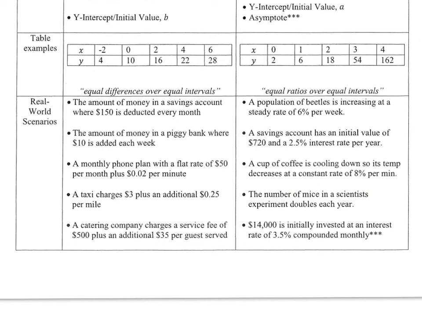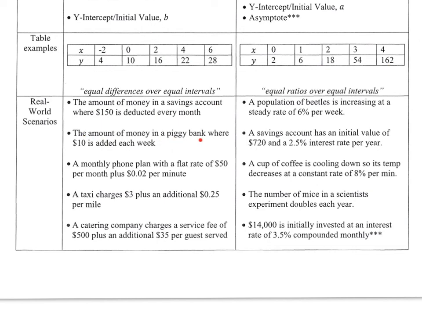Real world scenarios. You will see questions like these where they try to have you identify if it's a common ratio or common difference. So in this case, we're going to talk about linear and exponential functions. On the left here, we have an amount of money in a savings account where $150 is deducted every month. So if you think about that, we're subtracting 150, subtracting 150, every month subtracting 150. That's the same amount being taken out.